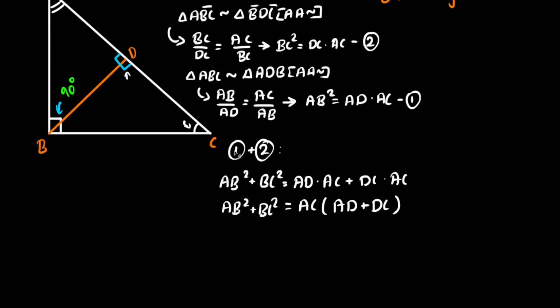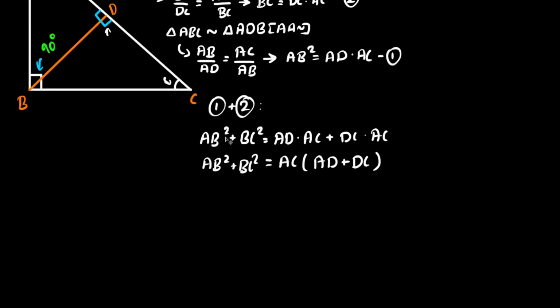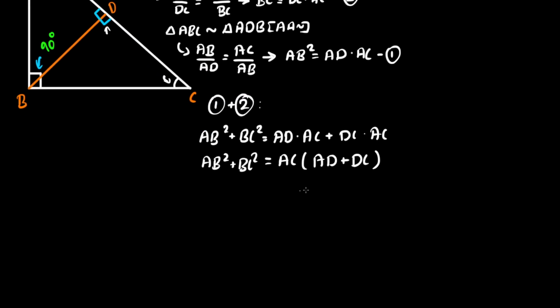We can represent it as AC. So we can say that AB squared plus BC squared is equal to AC times AC, and from that we find that AB squared plus BC squared is equal to AC squared. Yeah, hence proved.